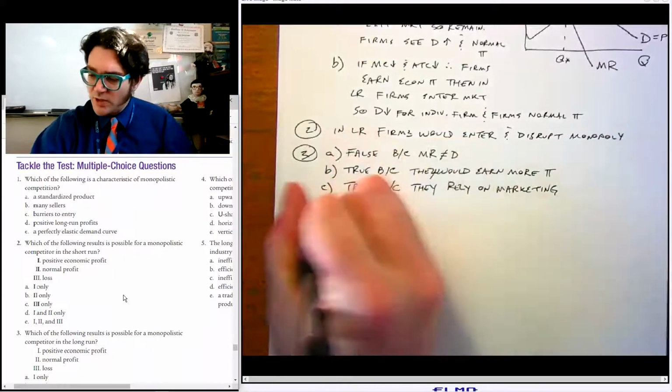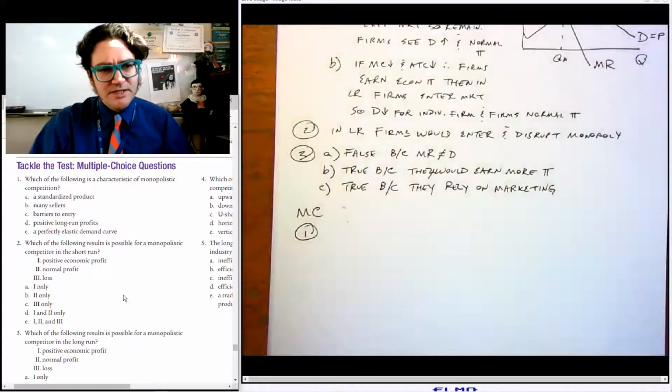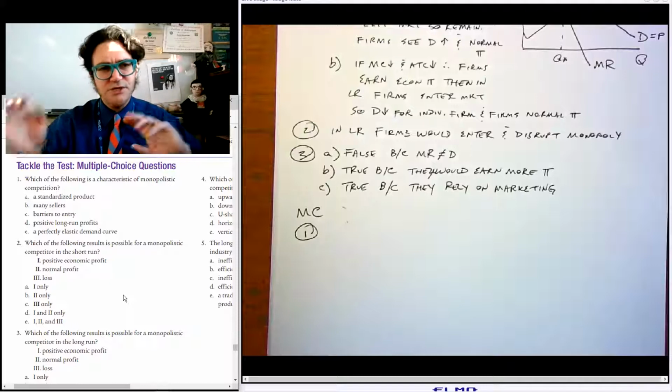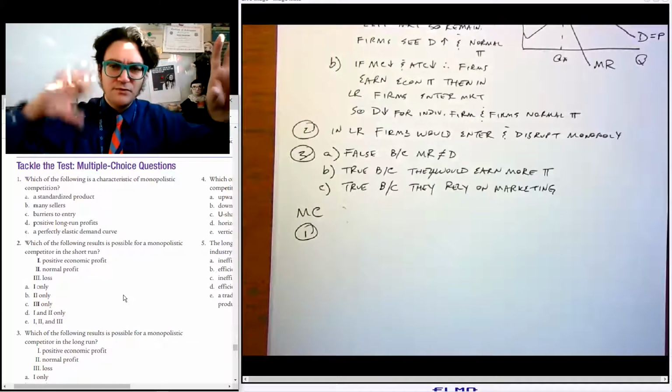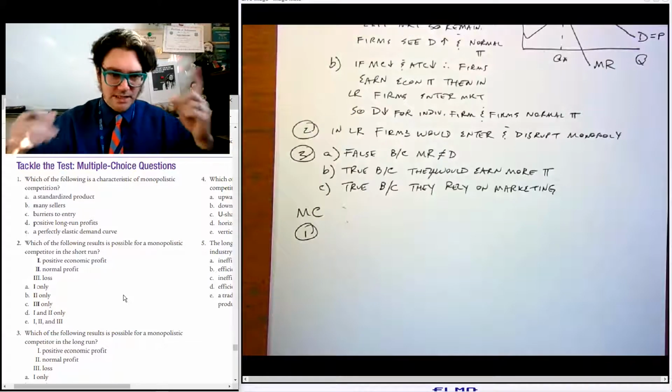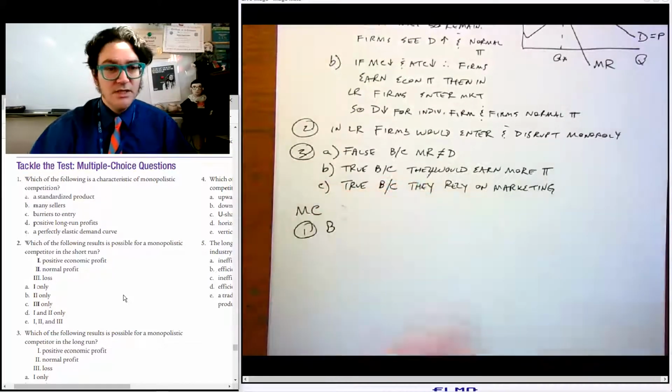Number 1, which of the following is characteristic of monopolistic competition? They don't have a standardized product because they differentiate, right? You've got one restaurant selling Italian food, one restaurant selling Chinese food, and that kind of thing. Many sellers, that is true. They have many sellers. Let's look at the others.